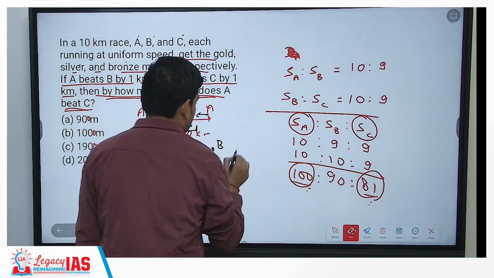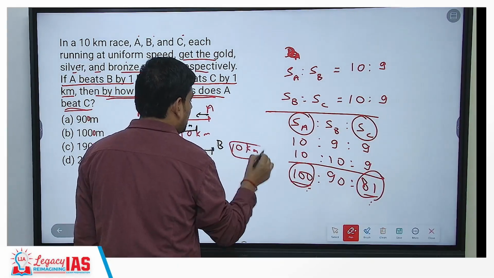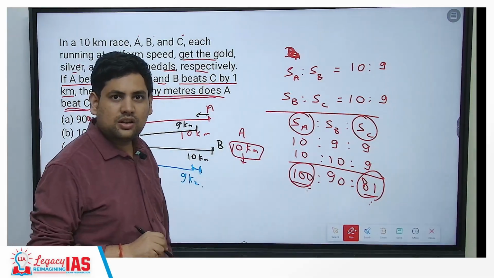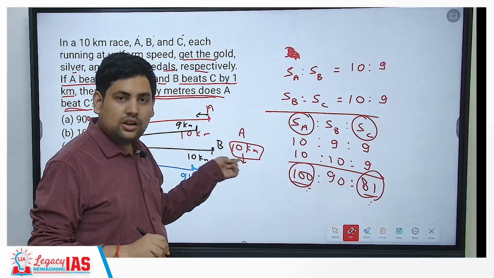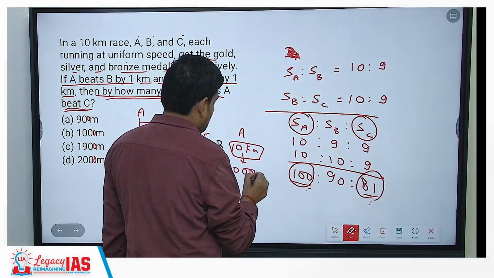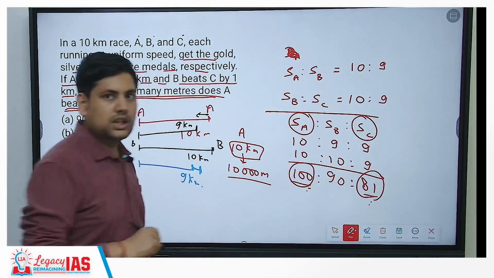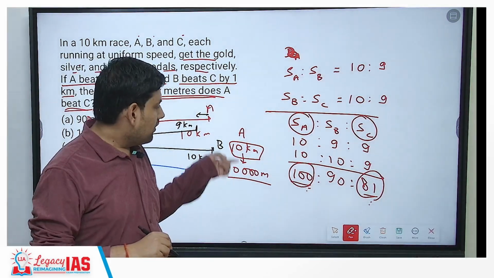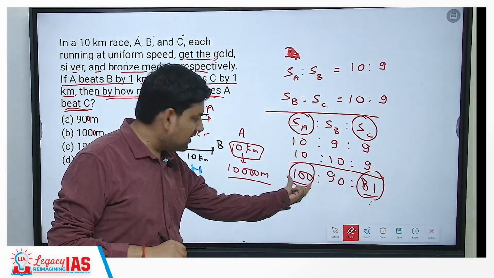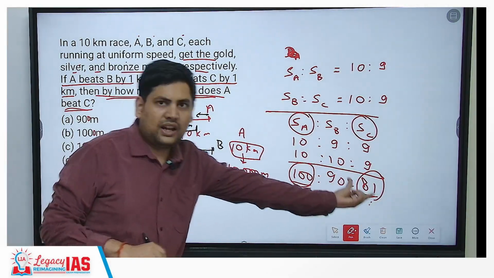Now, according to the question, A will travel how many? A will travel 10 kilometers. 10 kilometers means what? Into 1000 meters, that means 10,000 meters. Correct? So when A travels 10,000 meters, how much will C travel? You can just multiply this 100 by 100 and 81 by 100.